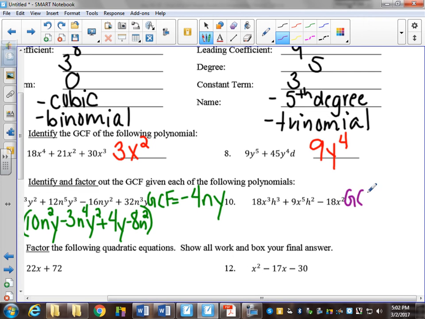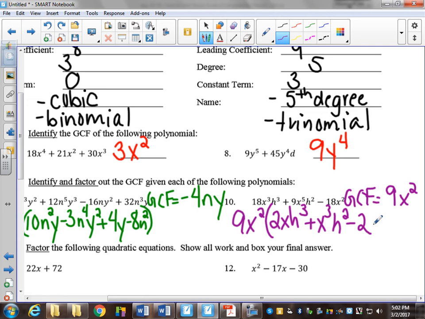Next one, a GCF. They all can be divisible by 9. They all have x's, therefore we can take 2 x's from each. If he had $3, he had $5, he had $2, we can take $2 from each person. This term has no h's, so we can't factor out any h's. Left with 2x h cubed plus, there's 3x's left, 2h's left, negative 18 divided by 9, minus 2. They had 2 x's, we took out 2, there's none left.